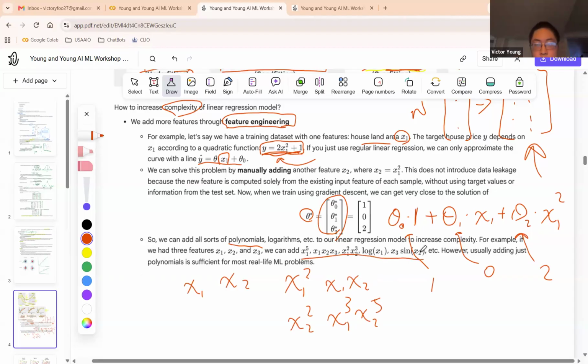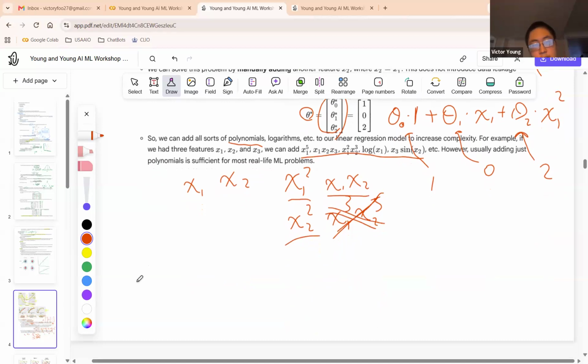We don't even have to do polynomial. We can even do log or sine or all of that stuff. But usually we add polynomials, and usually we do not go above the 3rd degree. So this is the 8th degree, which is way too much. This is the 2nd degree, 2nd degree, 2nd degree. So usually we do not go above the 3rd degree. 2 or 3 is sufficient.